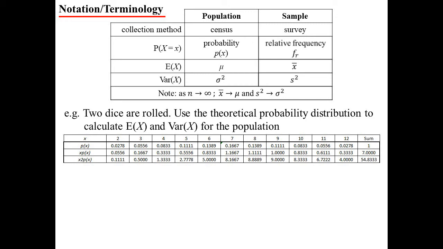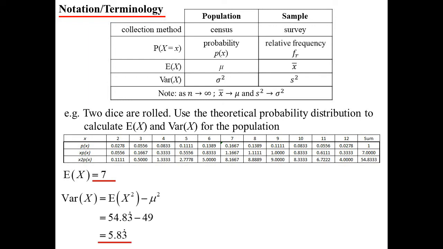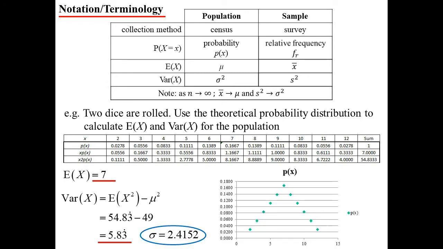All right, let's have a look at this example. We're going to roll 2 dice, and we're going to use theoretical probability to calculate the expected value and the variance for the population. The probabilities for rolling the different sums are recorded there. So the expected value would be 7, and our variance would be 5.83 repeating. So the standard deviation is 2.4152. And there's the graph, and you can see it's nice and symmetric.